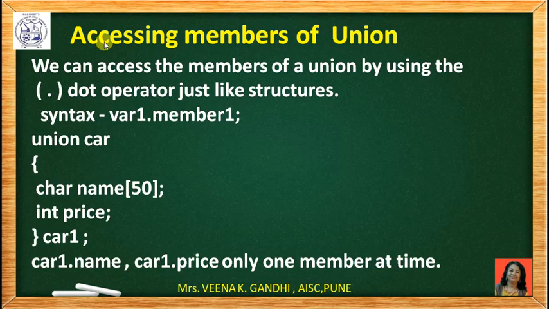Let us see how to access the members of the union. Like a structure, we can access the members of a union by using the dot operator or period operator. Syntax: union variable name dot member name. So for example, union car here has two members, name and price. After that, we declare a variable car1. So we can access the members like that, car1.name, car1.price. Only one member is active at a time.